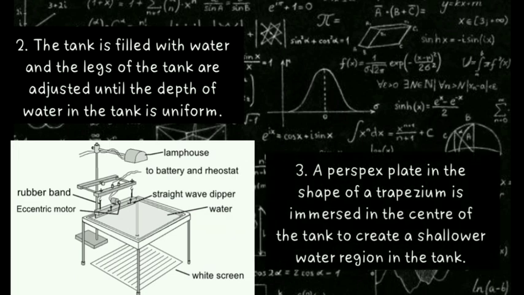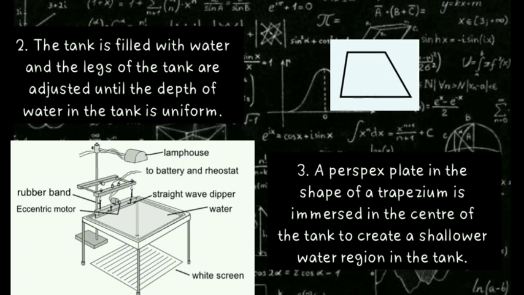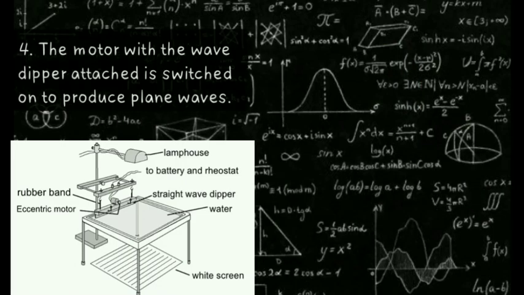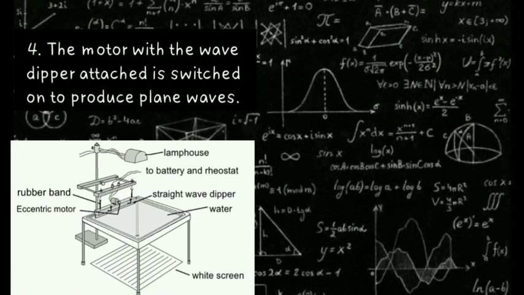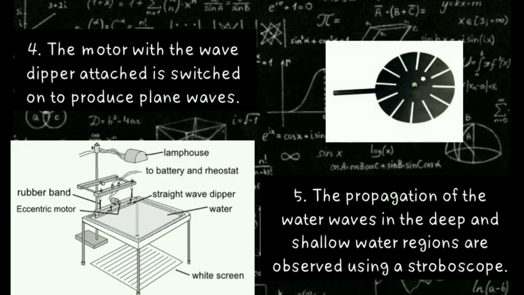Next, a perspex plate in the shape of a trapezium is immersed in the center of the tank to create a shallower water region in the tank. After that, the motor with the wave beeper attached is switched on to produce plane waves. The propagation of the water waves in the deep and shallow water regions are observed using a stroboscope.